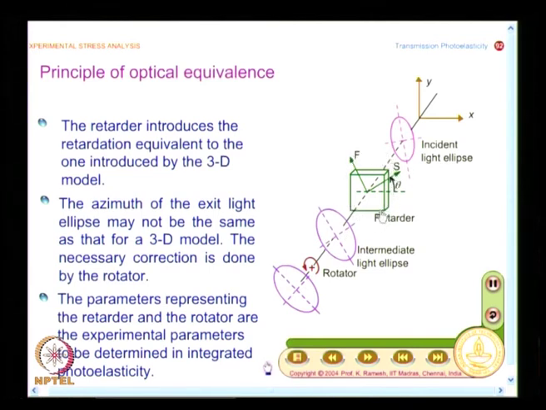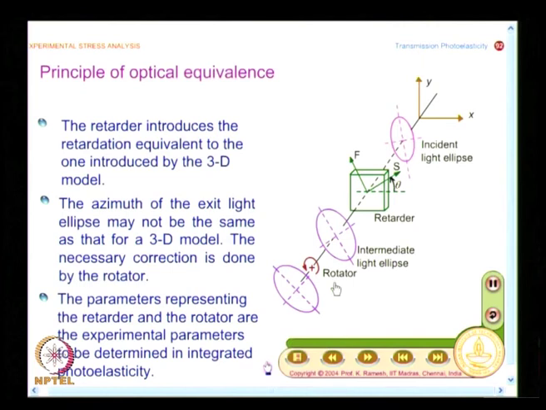What it does optically is, whatever the incident light, the same exit light characteristic as that of a 3-dimensional model is maintained by this. So, experimentally what I am going to find out is the parameters of the retarder and the rotator. Theta refers to the primary characteristic direction, theta plus gamma is the secondary characteristic direction, beg your pardon. The retarder introduces the retardation equivalent to the one introduced by the 3D model.